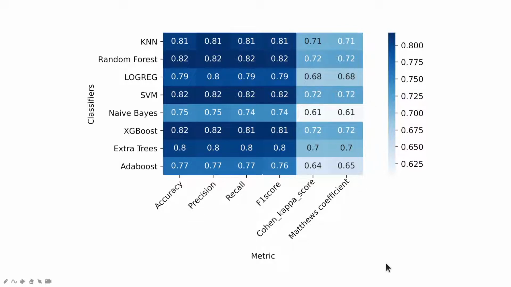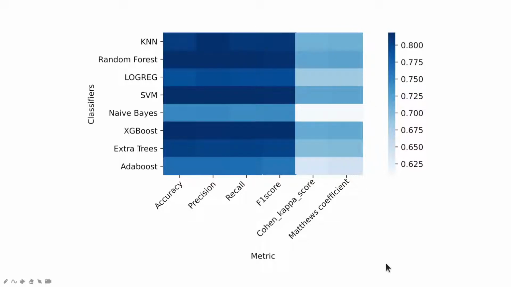Now I will switch to the heat map without the scores. This will help us to easily identify and visualize the patterns here. Now, this particular heat map is using a blue color scheme.